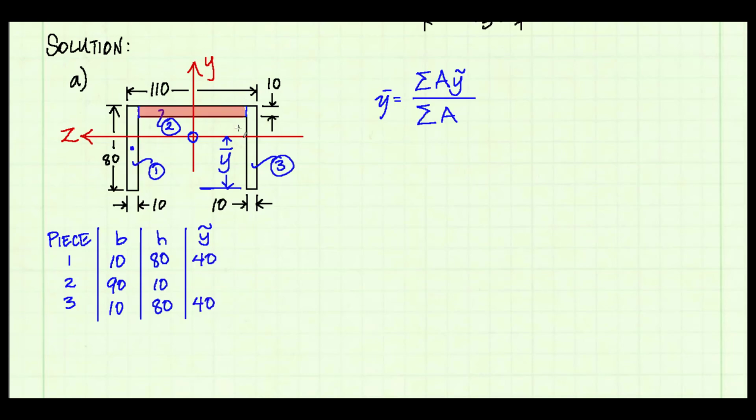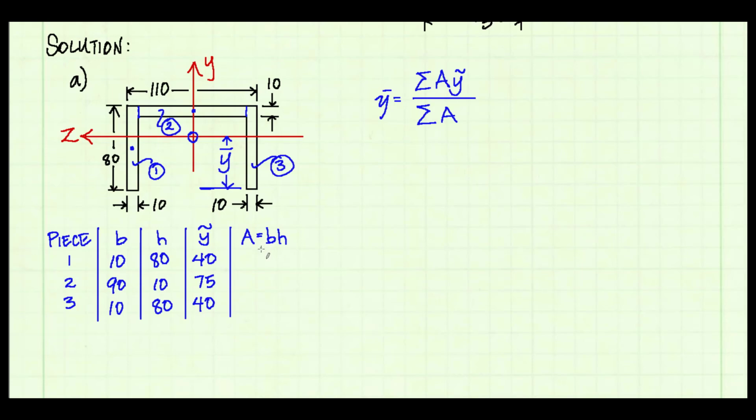For piece number 2, the location of y tilde is it's 80 all the way to the top, and then I come back down half of 10, that's 5, so 75 millimeters from the bottom of the cross-section up to the centroid of piece 2. And once I have those 3 values for each of my pieces, the rest is kind of just plug and chug, so let's go ahead and go through it.